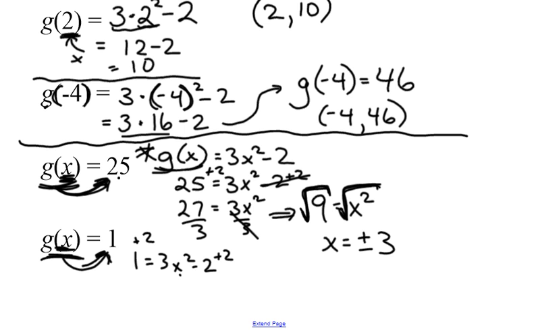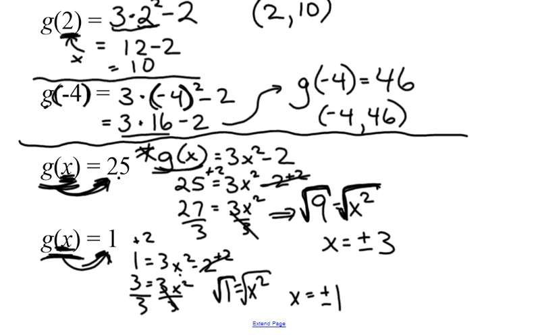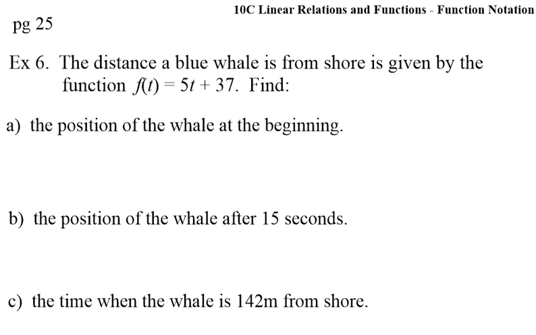Add 2, we get 3 equals 3x squared. Divide by 3, 1 equals x squared. How do I get x by itself? Square root. So x, when I square root 1, what times itself gives me 1? Positive or negative 1. So there's function notation. You're given a function, but it sort of sends you in the direction of what to use for x and y.